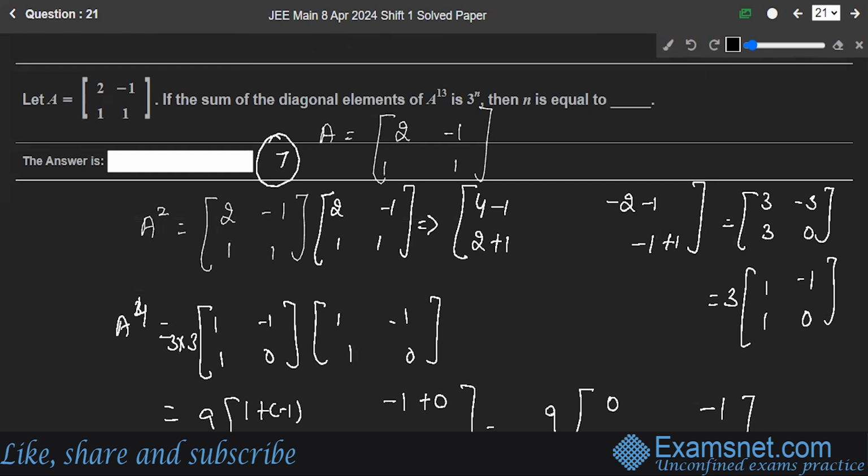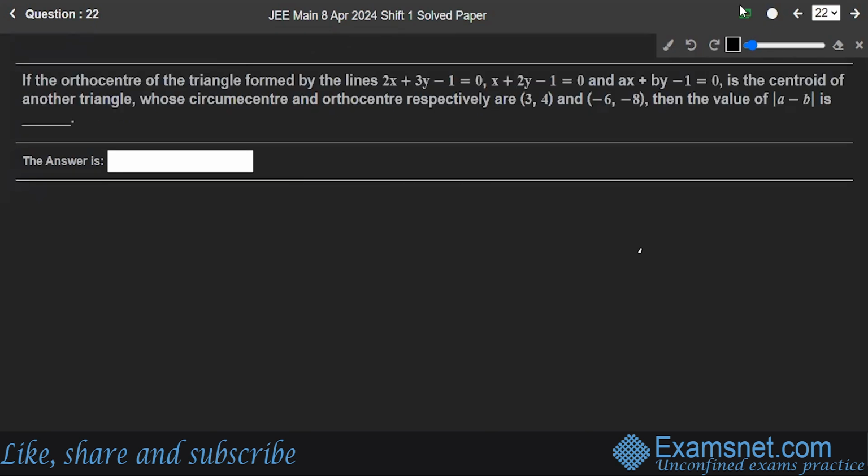Hope you got that. Let's move to the next question. Question number 22. If the orthocenter of the triangle formed by these lines is the centroid of another triangle whose circumcenter and orthocenter respectively are given to you as this and this, you have to find out the modulus of the difference of A and B.